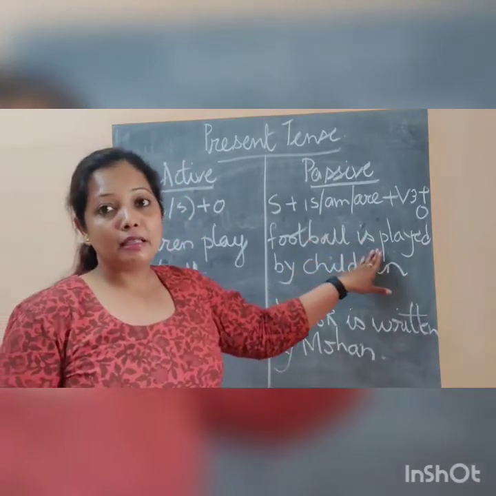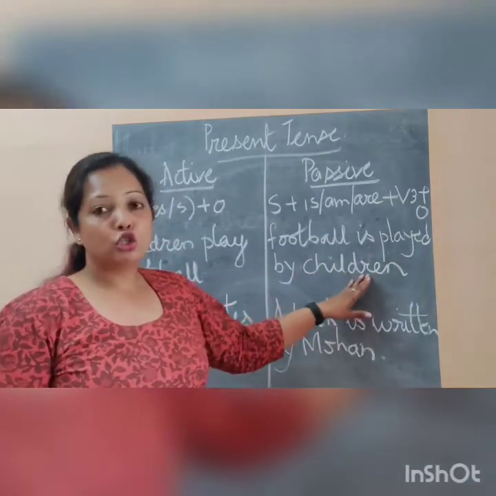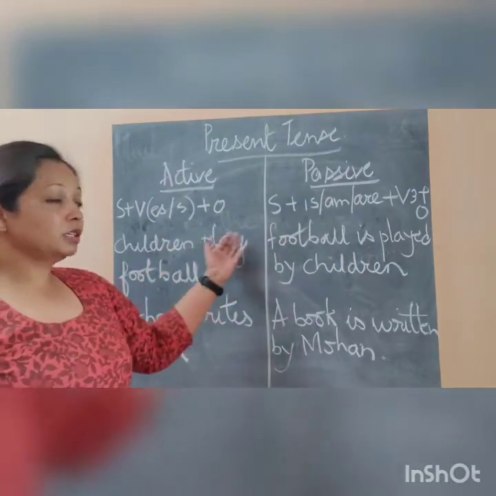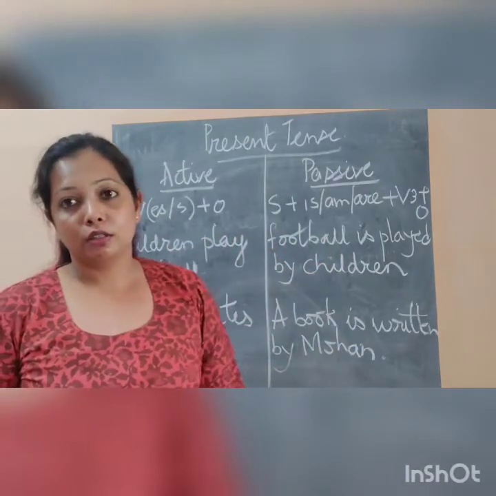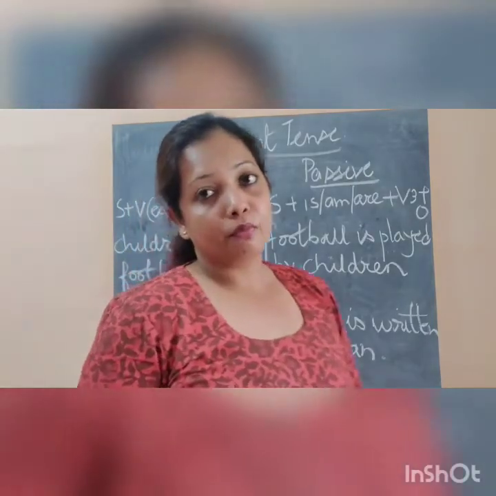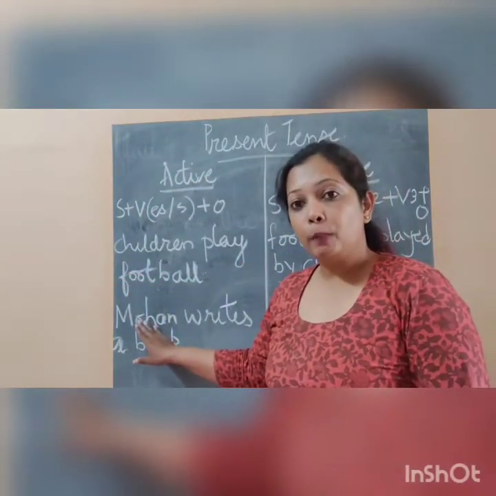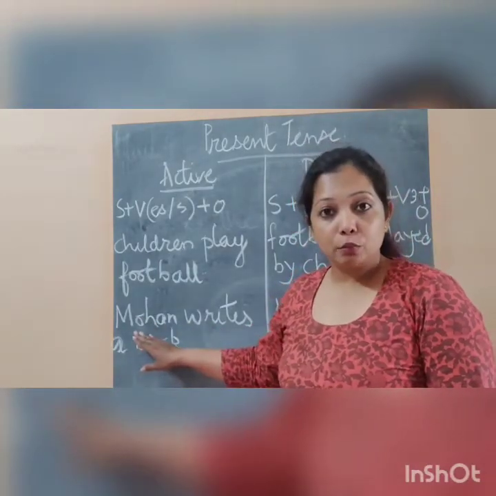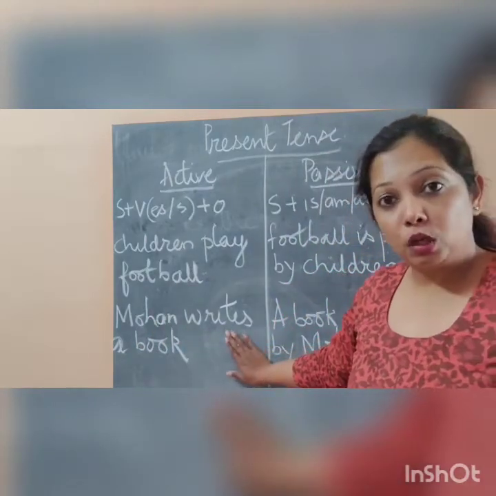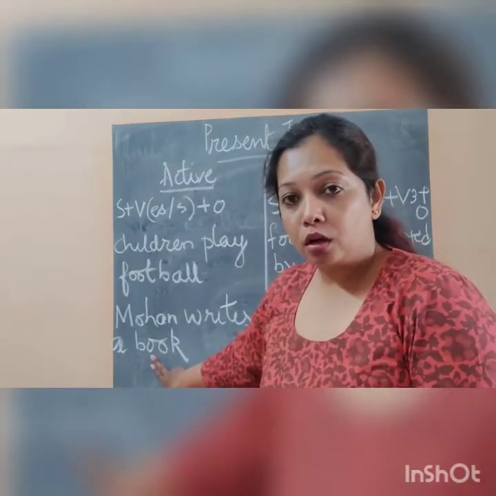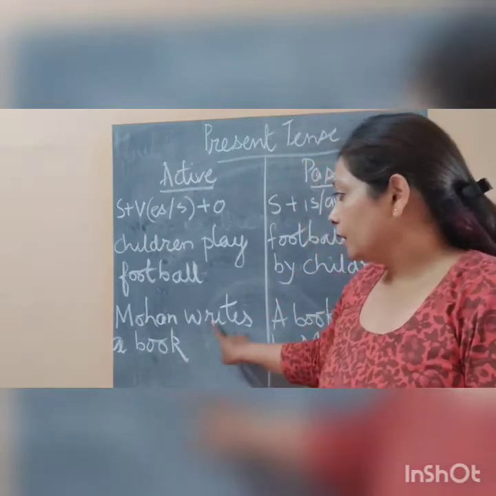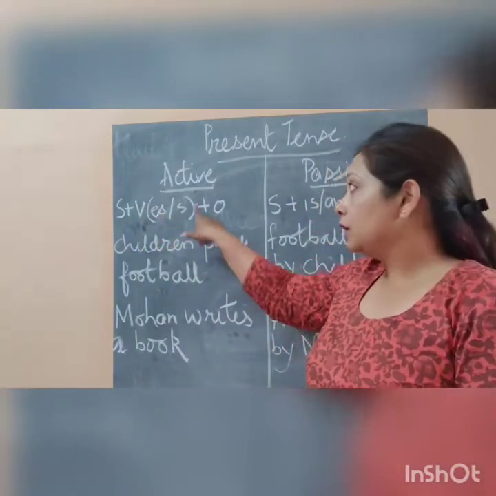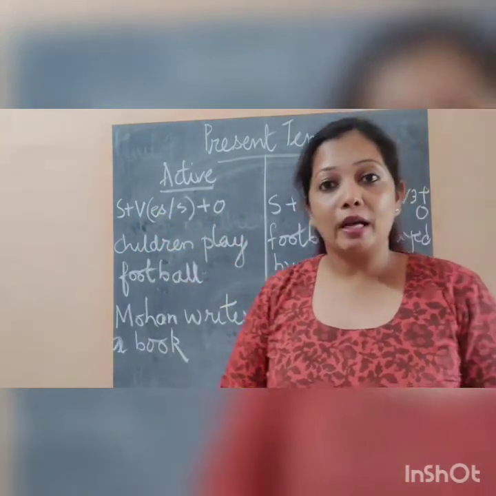So football is played by children. Okay. So you can see how we changed. The object became the subject, the subject became the object. Okay. Another example. Mohan writes a book. Mohan, subject, writes, verb, a book, object. Book is the object here. You can see there is a subject in the sentence, there is a verb, es or s form, and there is an object. So now we can change it to passive voice.